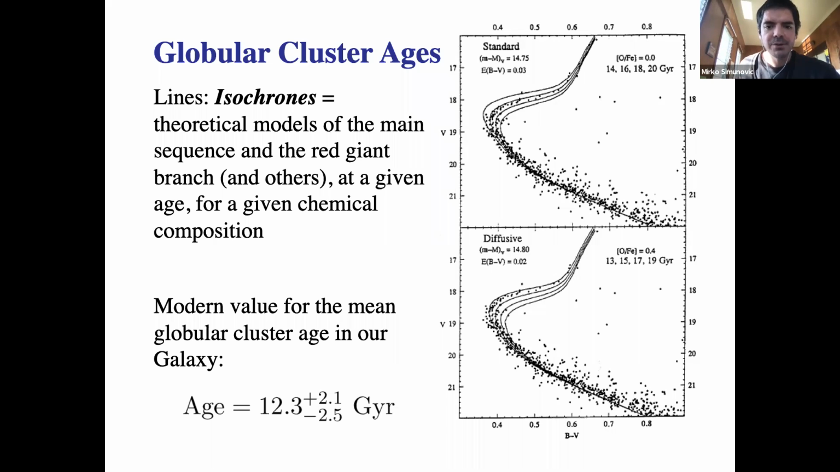So when you do that, you can study and measure the ages of your clusters, right? By using isochrones, using your stellar models. In this example, I think this cluster in particular had an age of about 12.3 billion years, or giga years. That's what GYR stands for.